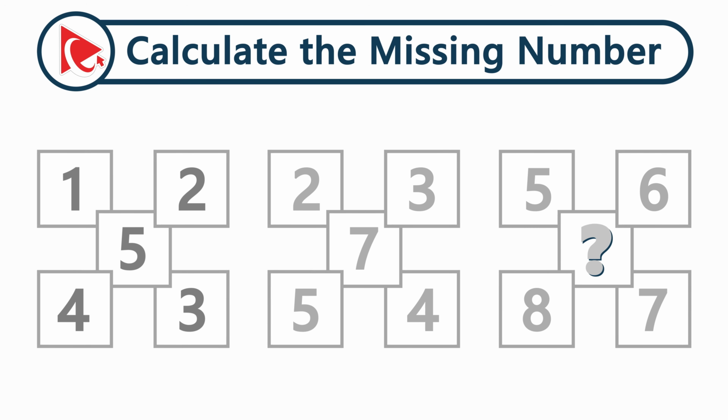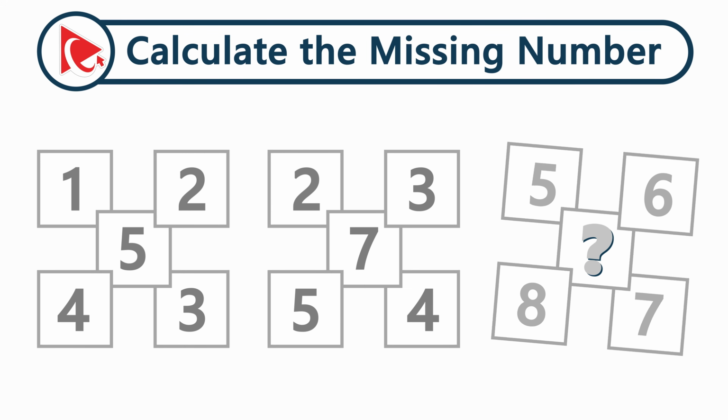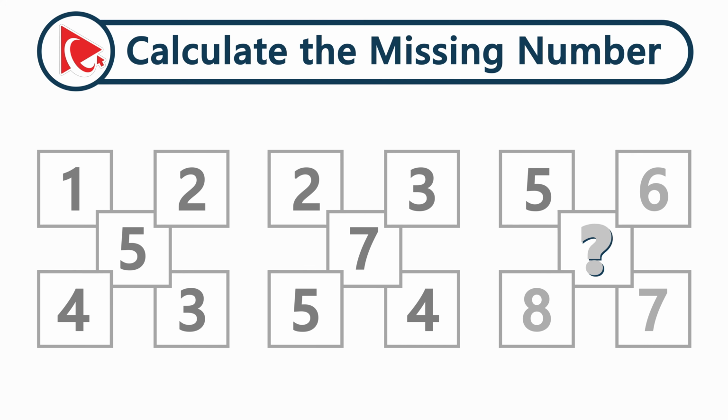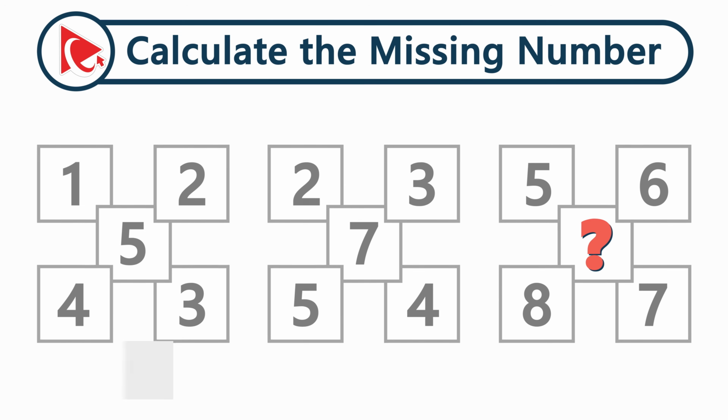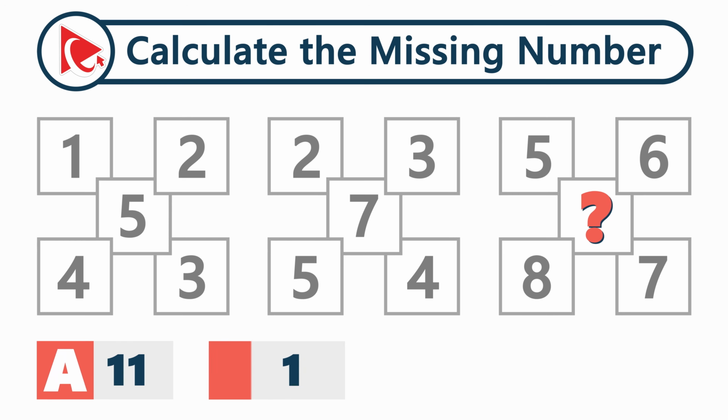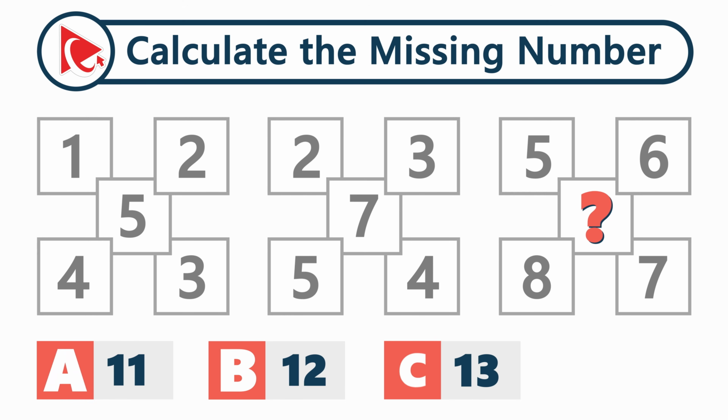Or maybe not. The second shape has numbers 2, 3, 4, 5, and 7. The pattern breaks a little bit, but I'm pretty sure you've got it. And then comes the third shape, which has numbers 5, 6, 7, and 8. And then comes the missing number, which you need to calculate and select out of 4 possible choices. Choice A, 11, choice B, 12, choice C, 13, and last but not least, choice D, 14.